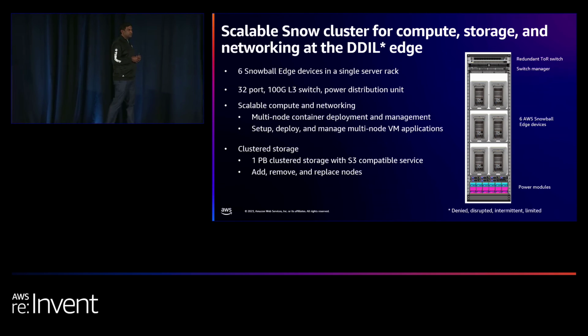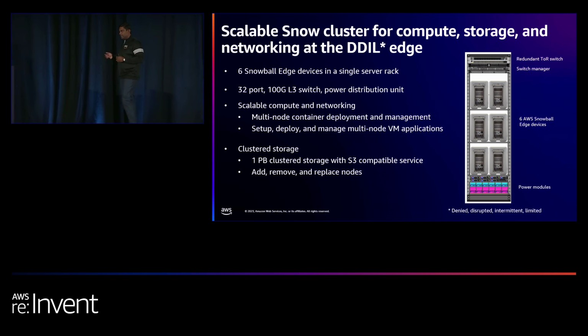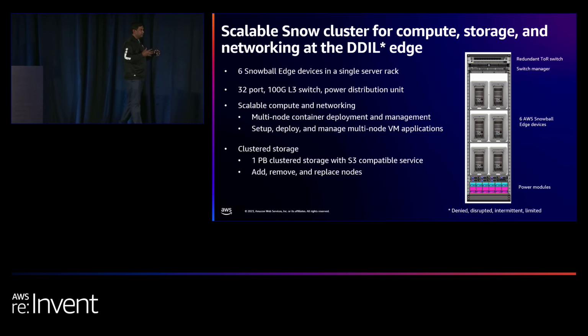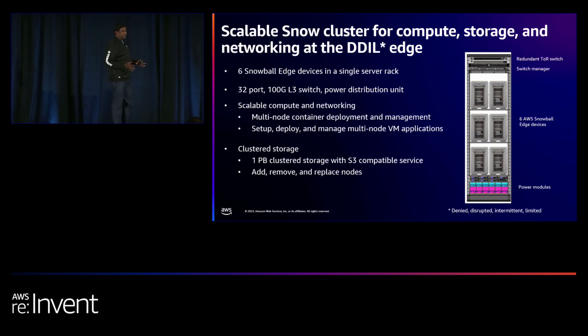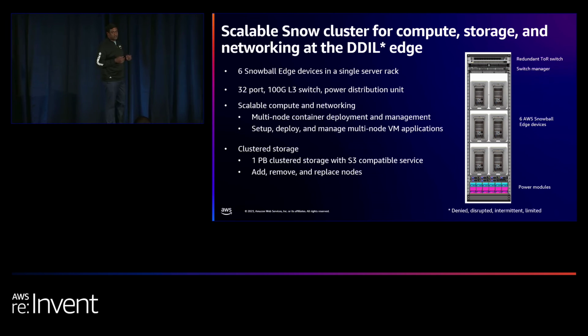Each rack level solution can support 6 Snow devices. The rack supports redundant top of rack switches. We will set up all the redundant cabling. We'll set up the L2, L3 network configuration. It provides redundant power modules, a firewall and switch management. And when you order a full rack solution from us, we'll integrate it with all 6 Snow devices, provision them, set up the cabling and network configuration, ship the fully integrated solution to your edge location, and help you with deployment.